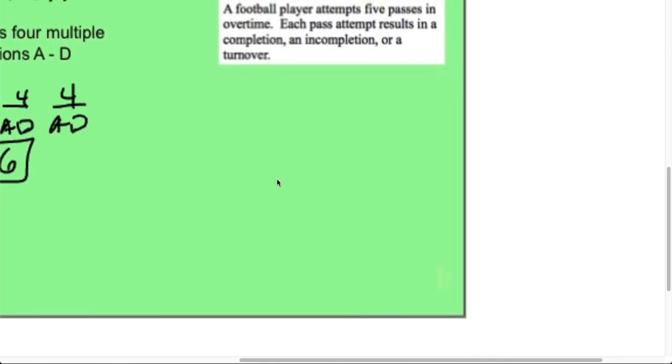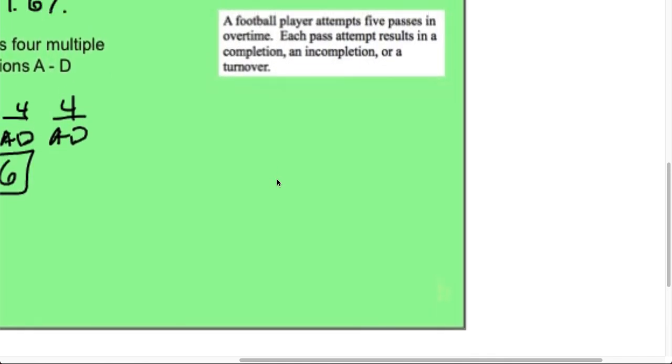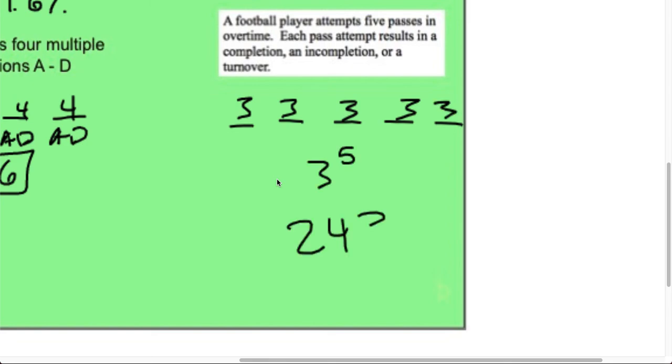Last one. A football player attempts 5 passes in overtime. Each pass attempt results in a completion, incompletion, or turnover. Again, there's 5 passes. There's 3 possibilities for each pass. So 3 times 3 times 3 times 3 times 3, 3 to the 5th power, 243 different possibilities.